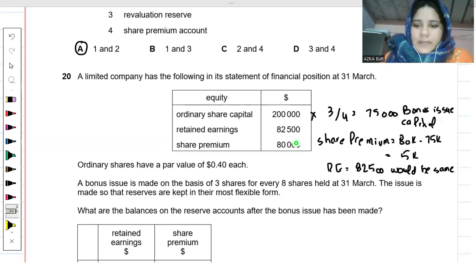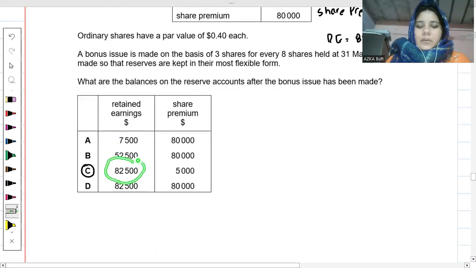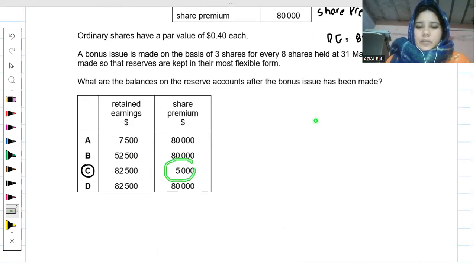Whenever we want to compensate, first of all, we have to deduct the 75,000 from the share premium. The share premium is 80,000 and the bonus issue is 75,000. So 80 minus 75 is 5K. It means the share premium has only 5K left after compensating the bonus issue capital, and retained earnings would be the same, 8250 as before, but share premium is reduced by 75,000.